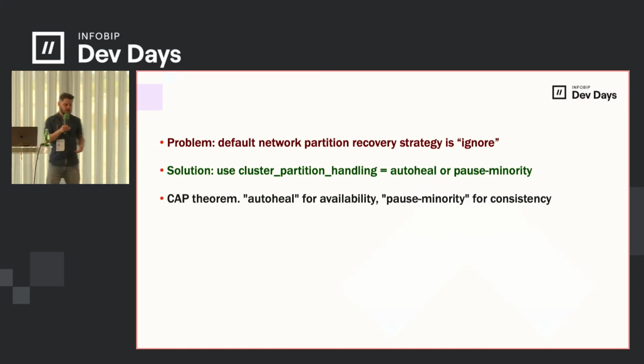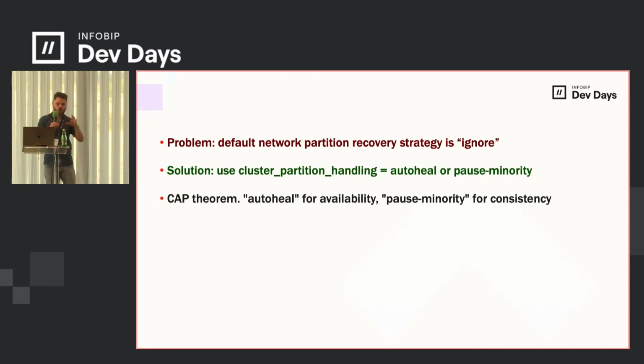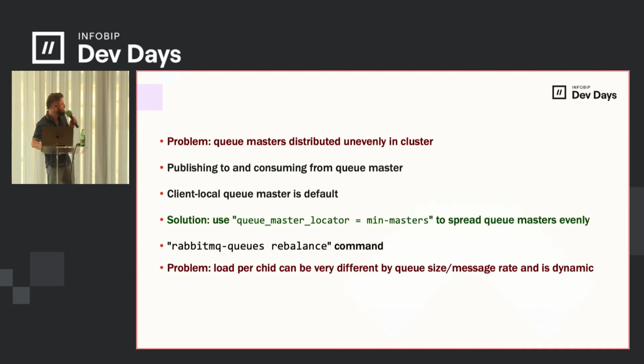Choosing between auto-heal and pause minority is about the CAP theorem. Auto-heal emphasizes availability. It keeps nodes up for as long as possible. And pause minority emphasizes consistency. It pauses the minority nodes, so partitions don't evolve in parallel. There will be just one winning partition. We have auto-heal currently, but we realized that consistency is more important for us, so we need to switch to pause minority. We saw other teams using auto-heal or pause minority, depending on their use case.